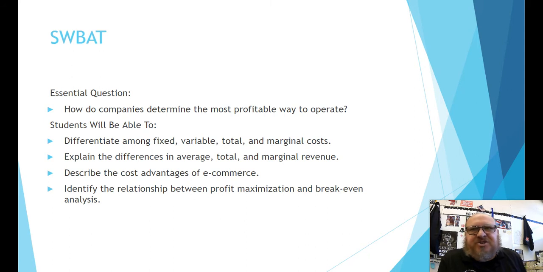So our essential question is, how do companies determine the most profitable way to operate? So by the end of this lesson, you should be able to differentiate among fixed, variable, total, and marginal costs. Should be able to explain the differences in average, total, and marginal revenue. Should be able to describe the cost advantages of e-commerce. And you should be able to identify the relationship between profit maximization and break-even analysis.